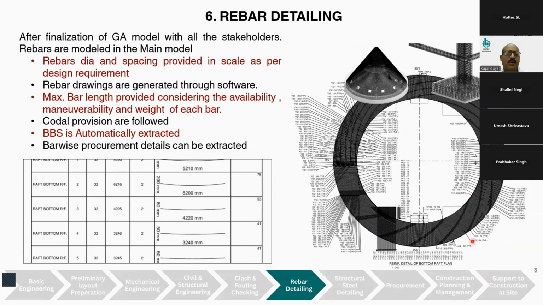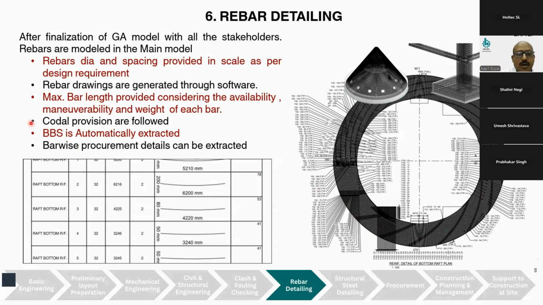After you finalize all the GA models, everything now seems to fit. Further detailing is to be done so that construction can be done at site. One is rebar detailing. As per the design requirement by the civil engineer, rebars are designed and placed inside the model. You can extract drawings out of the software for these rebars. You can even have the bar bending schedule come out automatically, and the BOQ, bar-wise procurement, can be extracted directly from this.